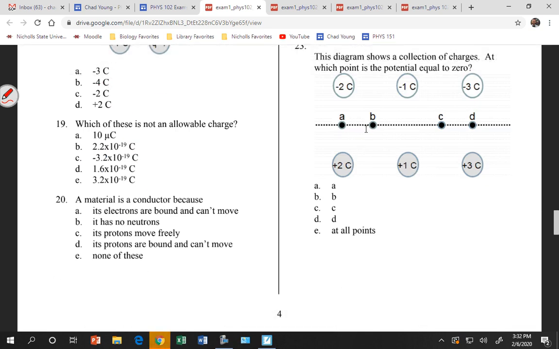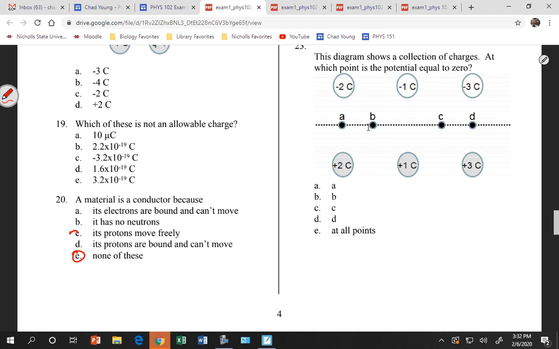The material is a conductor because it's not its protons. Oh, it's none of these. B is right for number 20. Yeah. Number 19 was talking about the allowable charge. If it's a whole number, will it always be an allowable charge?